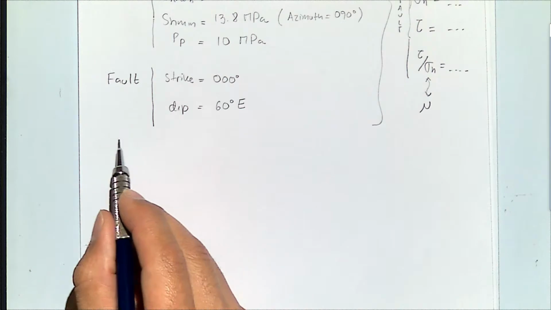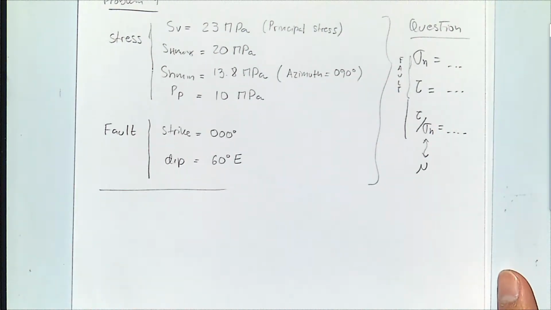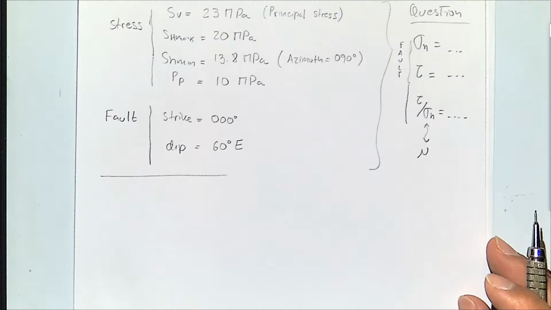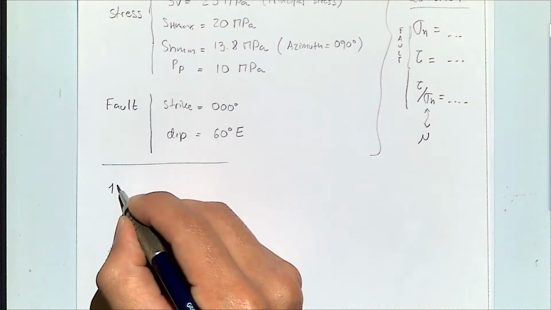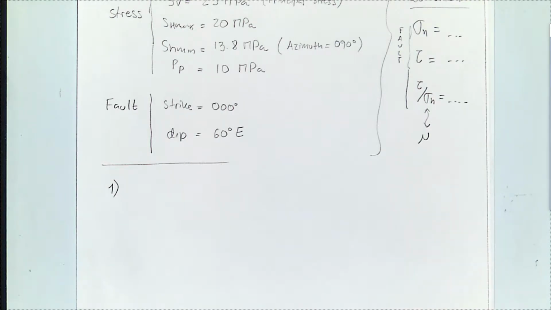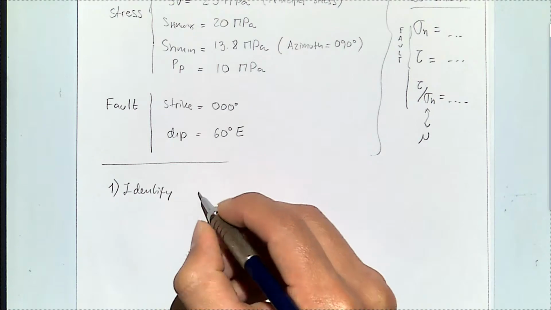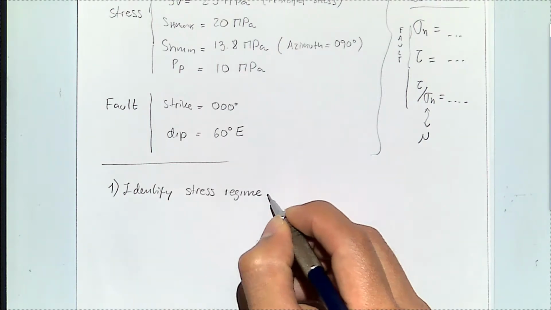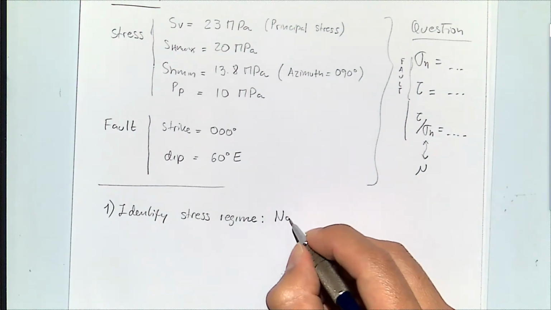All right. So if you apply this general procedure, then all problems are going to be more or less the same, and they should be easy to solve. Okay. Question number 1 that you should do. Identify the stress regime, which in this case is what? Normal. Very well.